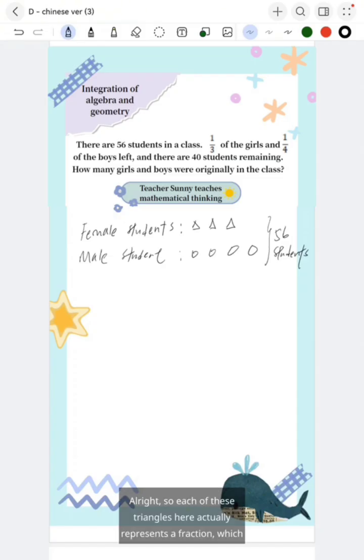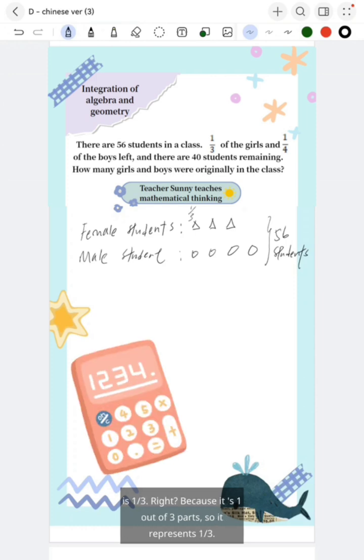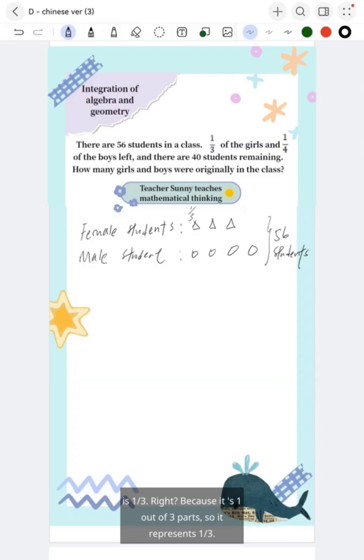Each of these triangles that you see here represents a specific fraction, which is 1/3, right? This is because it is one part out of a total of three equal parts. The same logic applies for the four circles representing the boys. They can be divided into four equal parts, so each circle represents exactly 1/4, right? That's the fundamental idea. Now let's look at the bottom section.